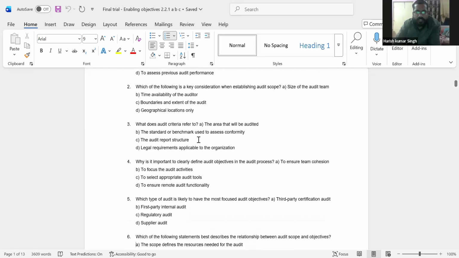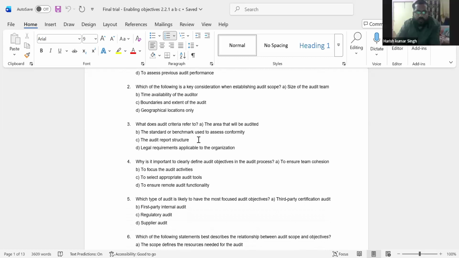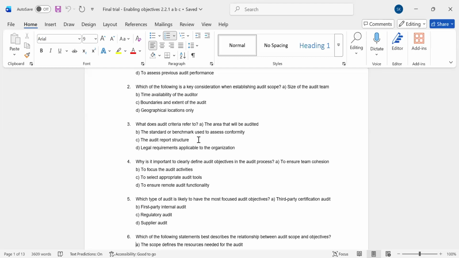Which of the following is a key consideration when establishing audit scope? A. Size of the audit team. B. Capability of the auditor. C. Boundaries and extent of the audit. D. Geographical locations only. The answer would be C, sir. Boundaries and extent of the audit. Anybody else? Any other answer than C? No, sir. Right.